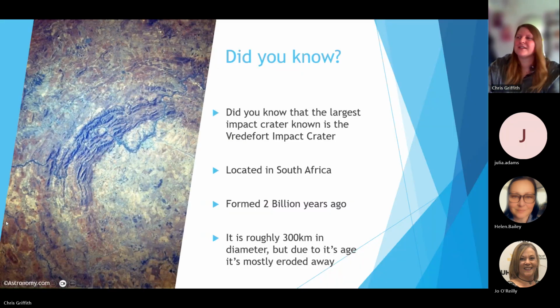Sorry. So the largest impact crater in the world is known as the Vredefort impact crater. It's located in South Africa, and it was formed 2 billion years ago. It's roughly 300 kilometers in diameter, but due to its age, it's mostly eroded away. So the meteorite that made this impact crater was roughly 10 kilometers wide. It's not only the largest, but also the oldest known impact crater. And the effects of an impact crater are determined by the mass of the rock, the speed it's traveling, the angle of entry, and the descent where it hits.